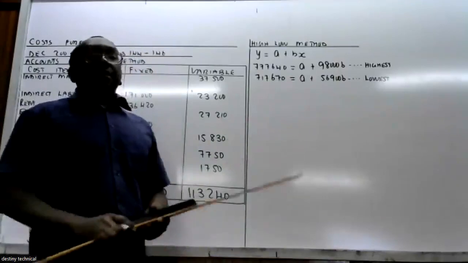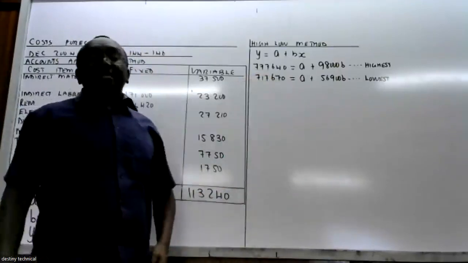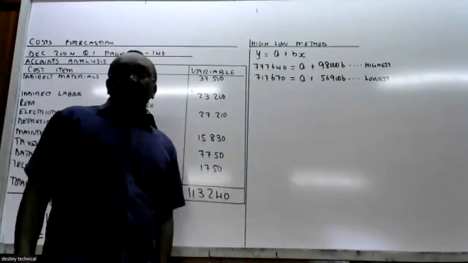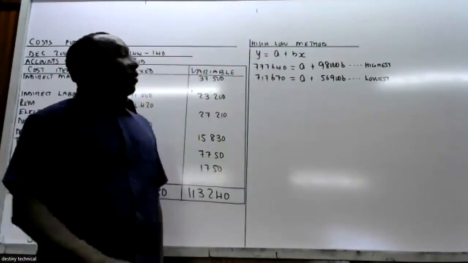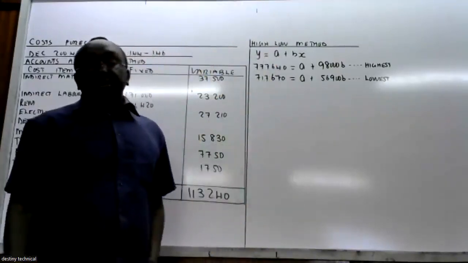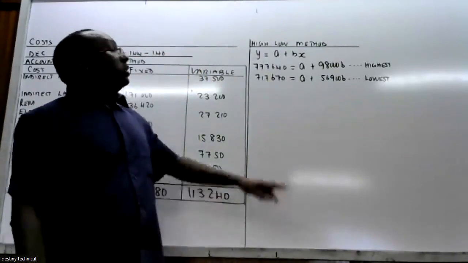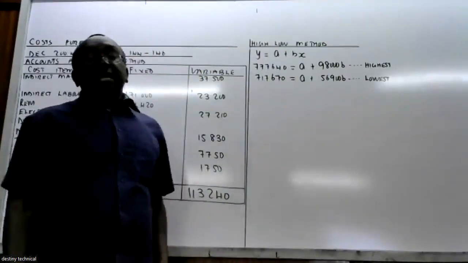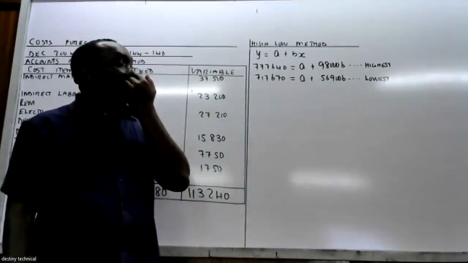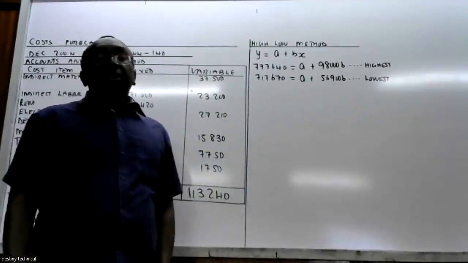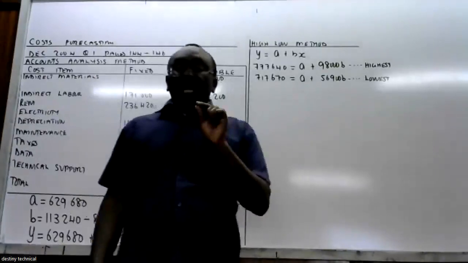Now, I want you to tell me whether this 777,640 is the highest cost in the column of the costs. Check through those costs and tell me whether this 777 is the highest. Yes, it's the highest. Good. Tell me whether this 717 is the lowest. No, it's not.